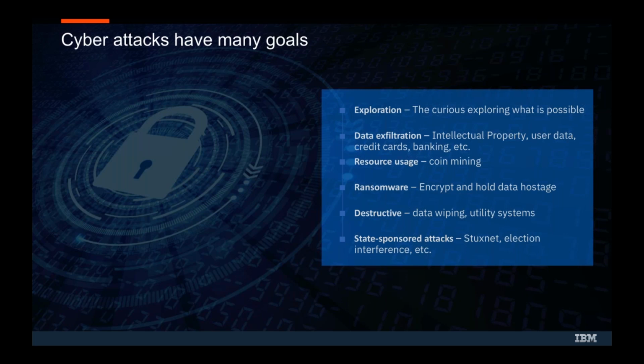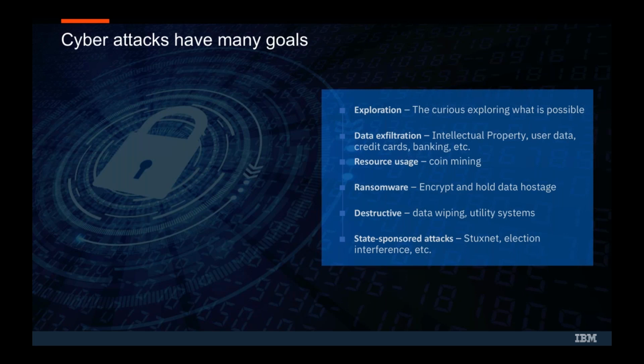The third category we see is resource usage. So if a hacker can get in and access your servers or the devices that you've provided, they can set up coin mining and turn unused CPU time or unused network capabilities or otherwise unused into something that they can use for financial gain.